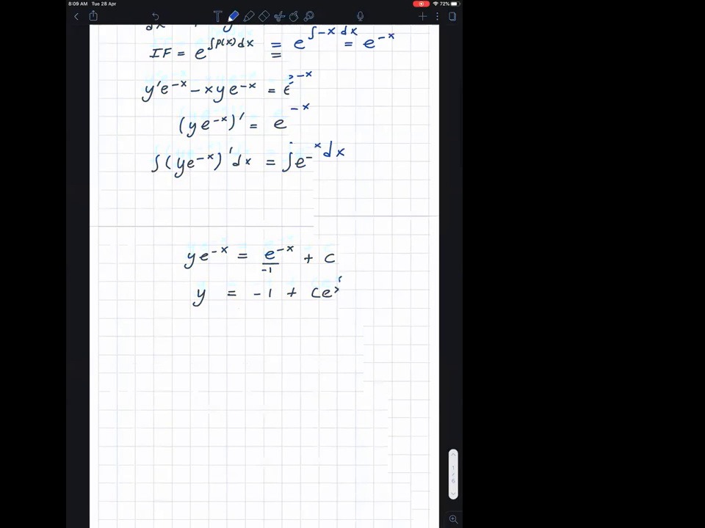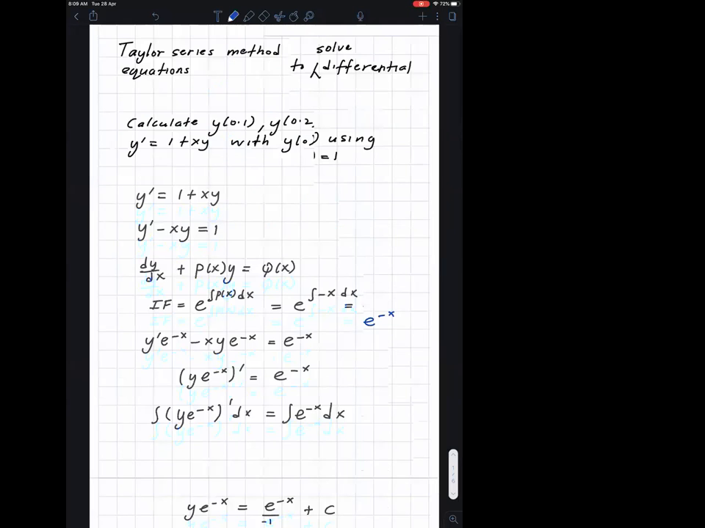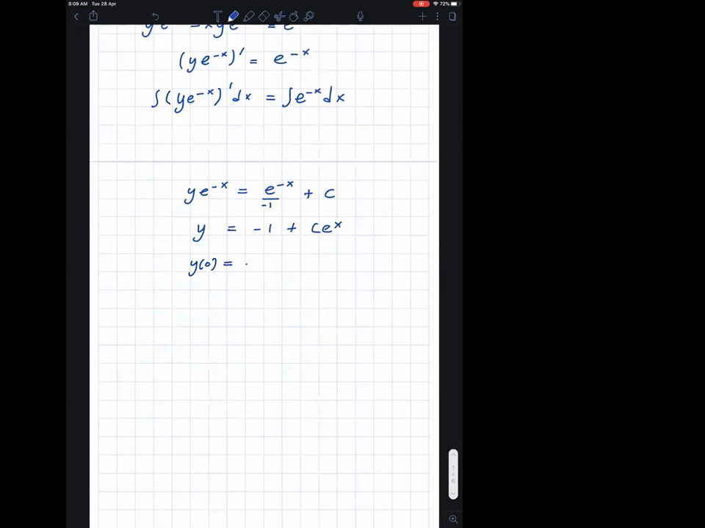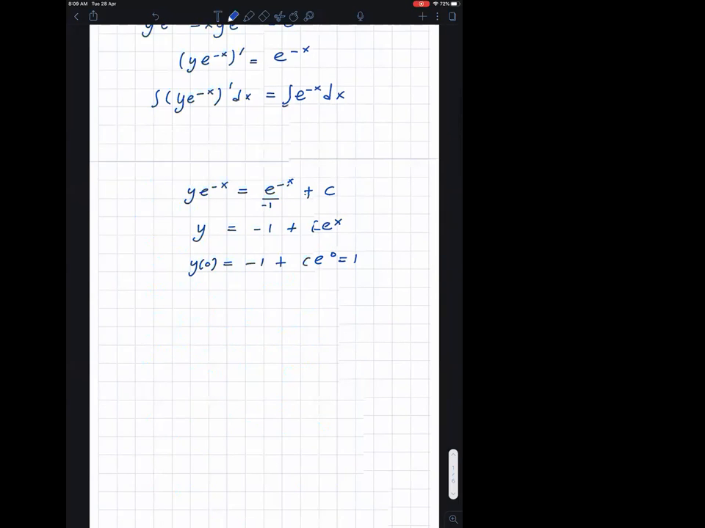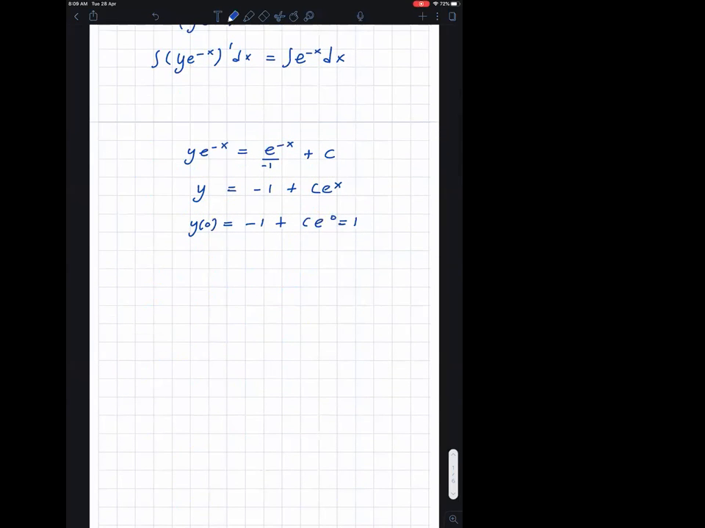Okay, using the initial condition given to you, when x equals 0, y is equal to 1. I can use the initial condition to find c. Therefore, c is going to be 2. Therefore, the solution to this differential equation is y equals minus 1 plus 2e to the x.